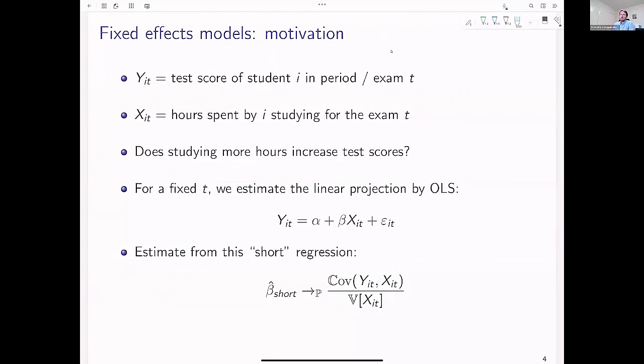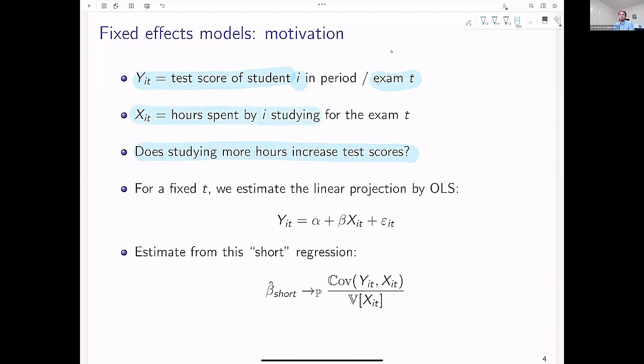So let's start talking about fixed effects models within an example. The example is the following. Let's say that we want to analyze whether studying more hours increases test scores. Let's say we have a data set of students, and these students take a bunch of different exams over time, maybe in a quarter or a semester or a year. So we see students taking exams at different points in time, and we measure the test score of each student in each exam. We index students by i, exams or time periods by t. Then we ask each student how many hours they spent studying for each exam.